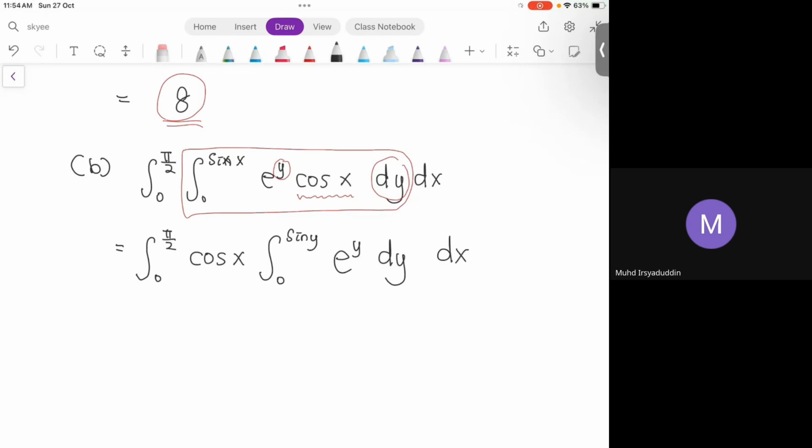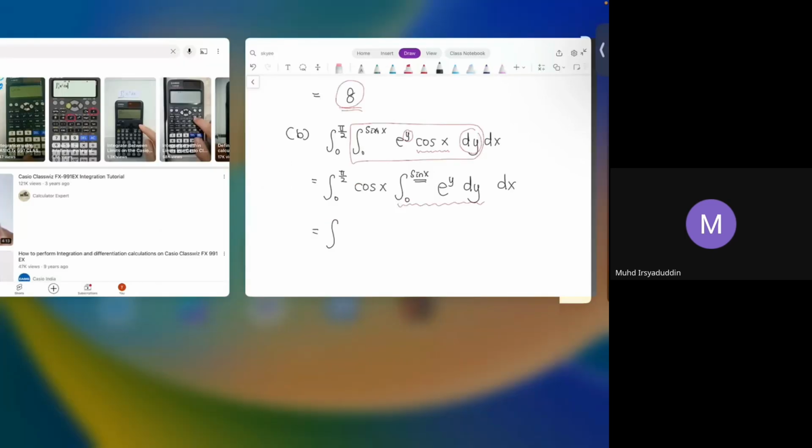Right. So now I have to perform the integration for this, but I cannot use, oh sorry, this one is not y, it's x. But this one you cannot use the calculator. Why? Because this one is not a value. So you cannot use the calculator. You still have to do it manually. So how to perform integration for exponent y?